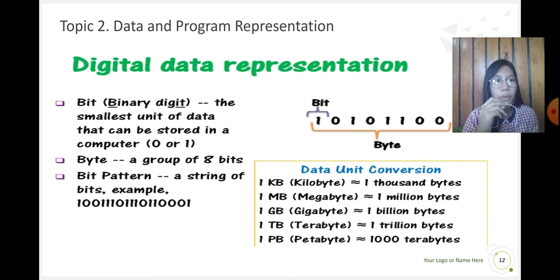Data unit conversion. 1 KB, which is kilobyte, equals 1000 bytes, 1 MB, megabyte, equals 1 million bytes, 1 gigabyte equals 1 billion bytes, 1 TB or terabyte equals 1 trillion bytes, 1 PB or petabyte equals 1000 terabytes.